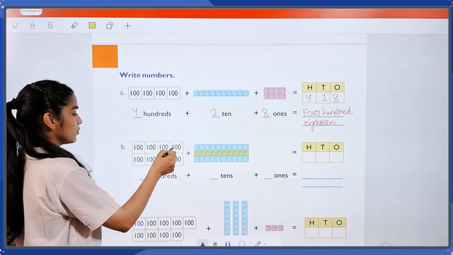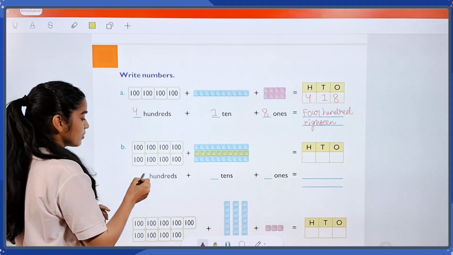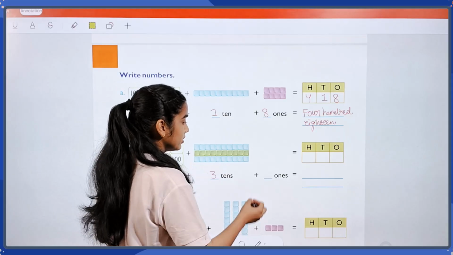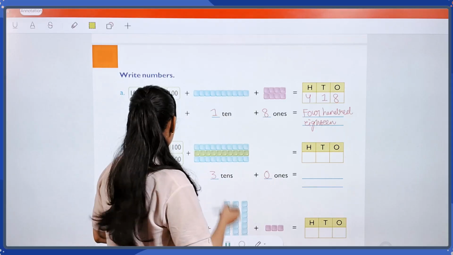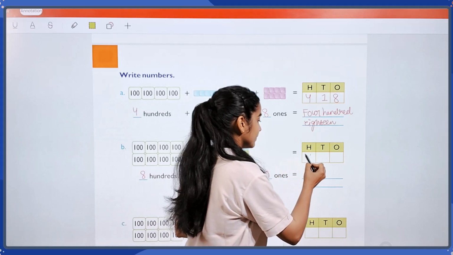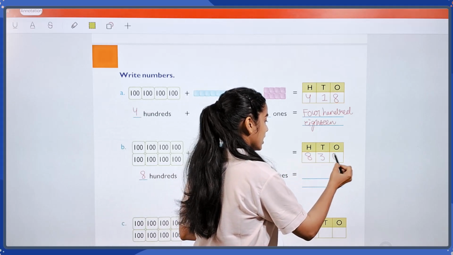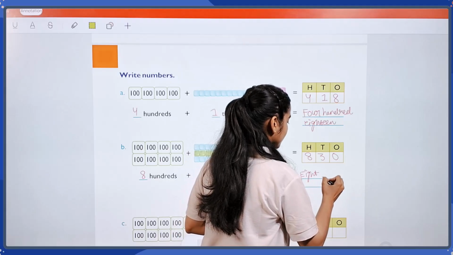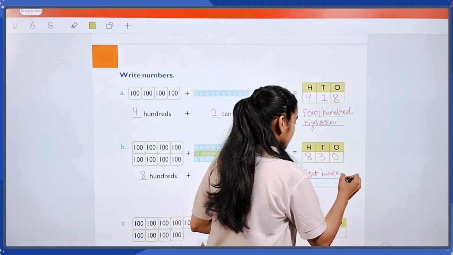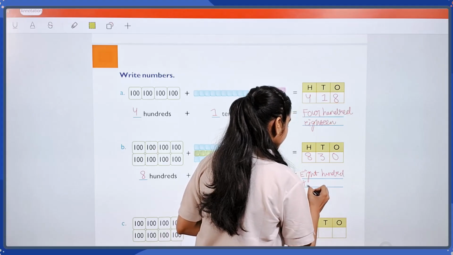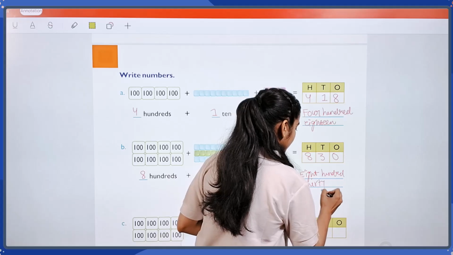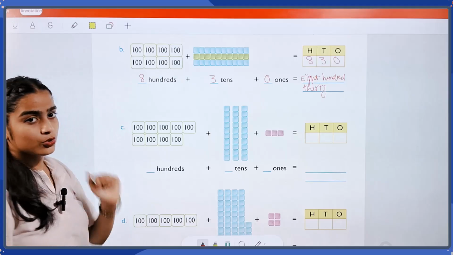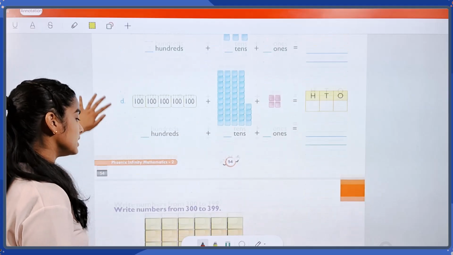Now how many hundreds do we have? 1, 2, 3, 4, 5, 6, 7, 8. So 800. 1, 2, 3. 3 tens and no ones. So 0. So we have 830, which means 830. So students, what you have to do now, you have to solve the rest of the questions as I do, following the same method.